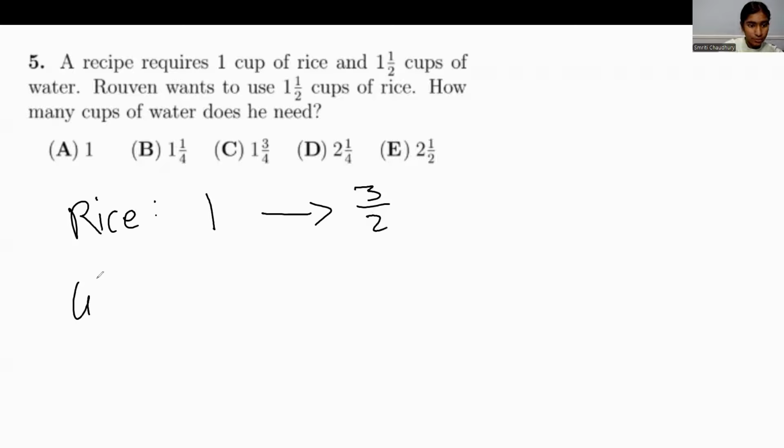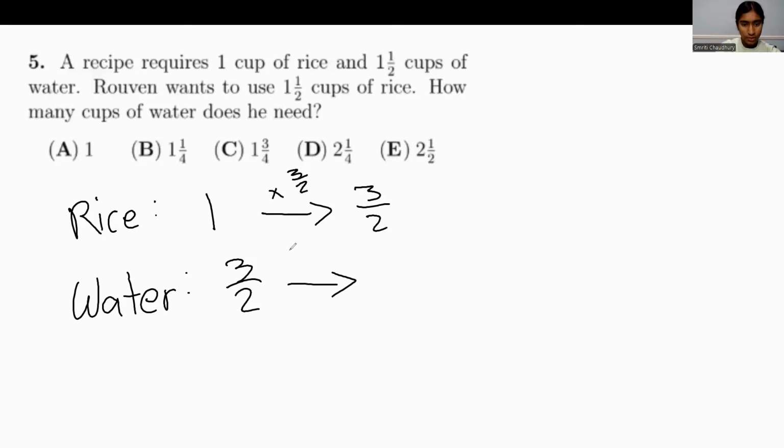Now for water, the recipe has 1½ which again, let's write that as 3/2. And we're trying to figure out what to get. So for rice, in order to get from 1 to 3/2, we have to multiply by 3/2. So let's do the same for water. Now 3/2 times 3/2 is 9/4. As a mixed fraction, that's 2 1/4. So he would need 2 1/4 cups of water, and our answer is D.